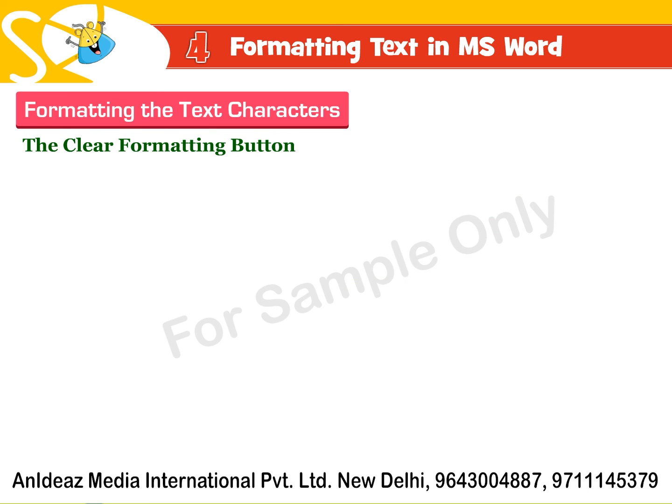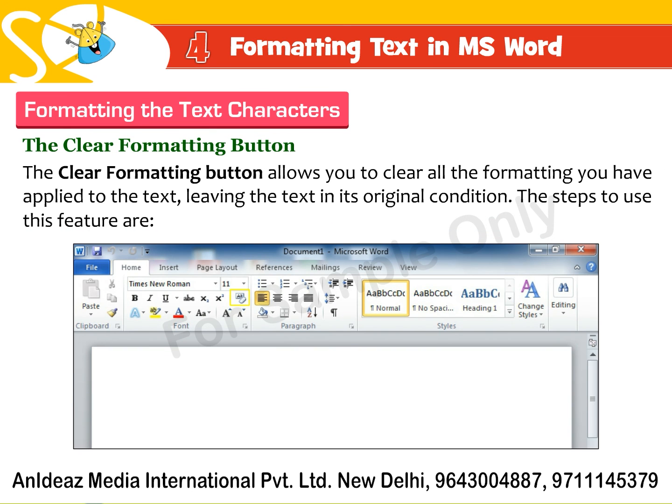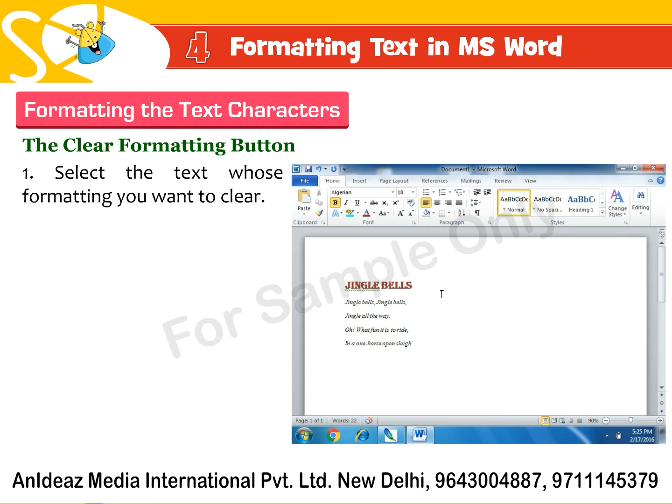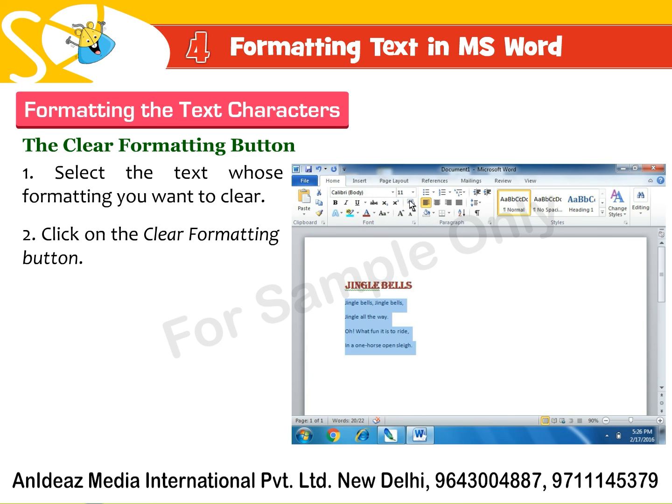The Clear Formatting button. The Clear Formatting button allows you to clear all the formatting you have applied to the text, leaving the text in its original condition. The steps to use this feature are: 1. Select the text whose formatting you want to clear. 2. Click on the Clear Formatting button. All the formatting applied to the text will be removed.